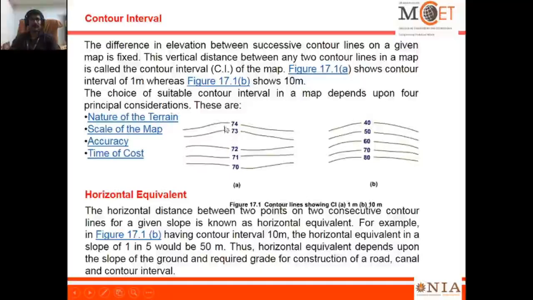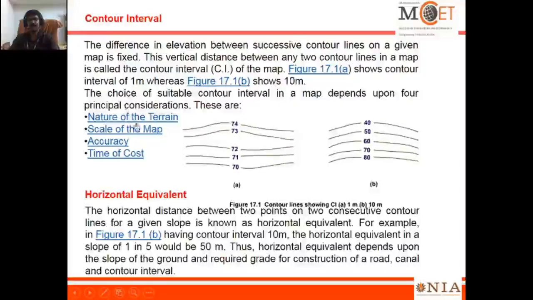Here the 74 represents an elevation value of 74 meters and 73 represents the 73 meter elevation points, and those joined lines are contour lines. So the difference here is 1 meter, right? Figure 17 shows a contour interval of 1 meter, whereas here the contour interval is a 10 meter height difference, that elevational difference.